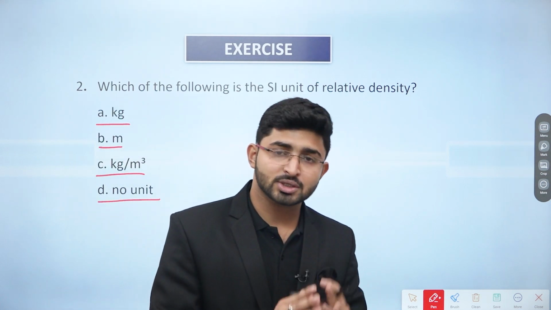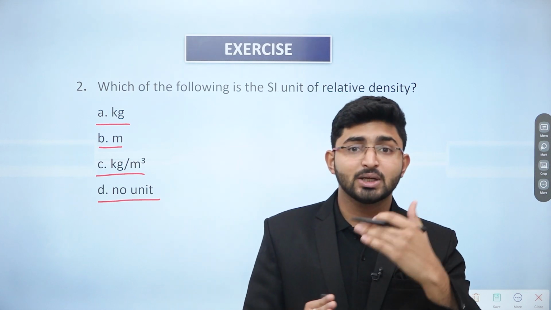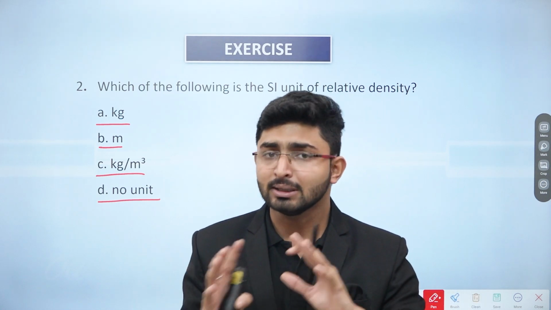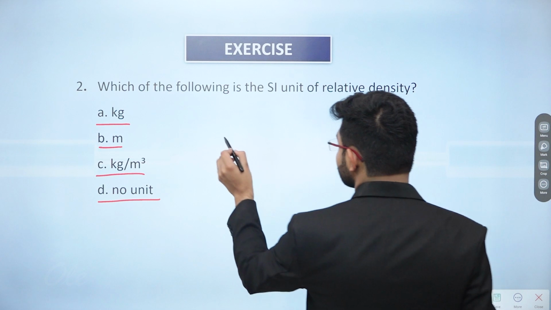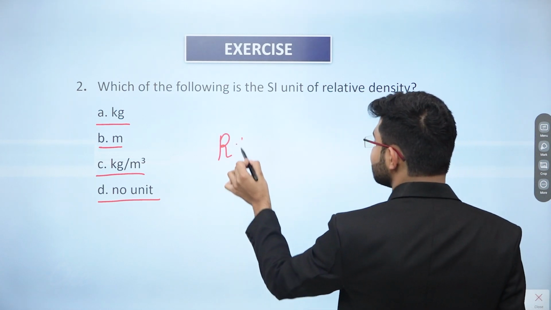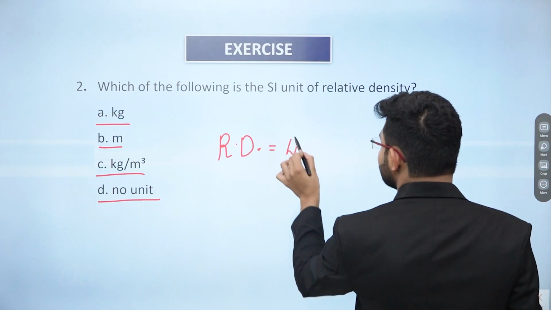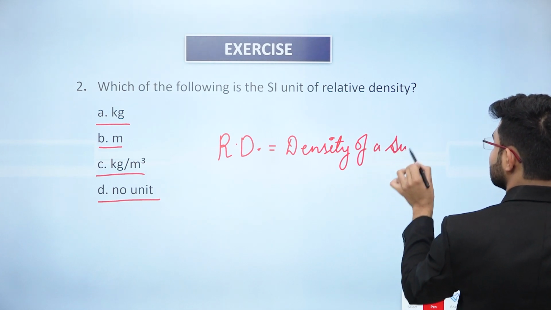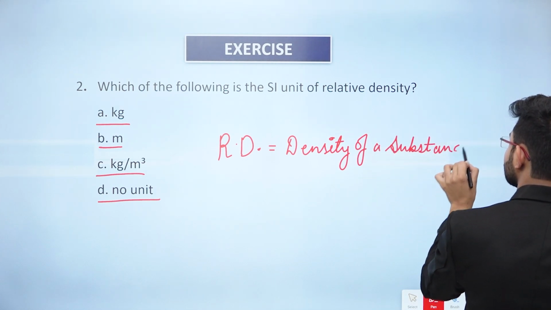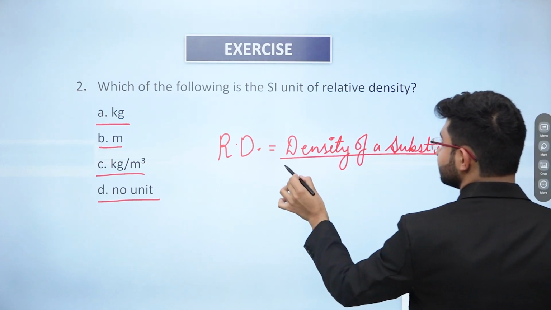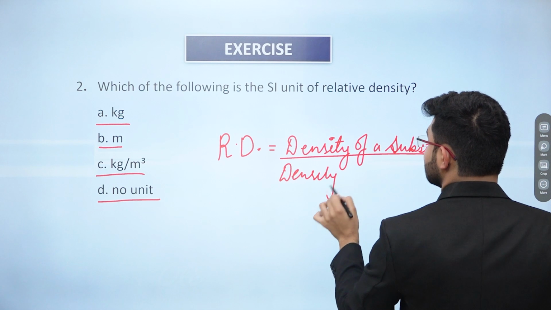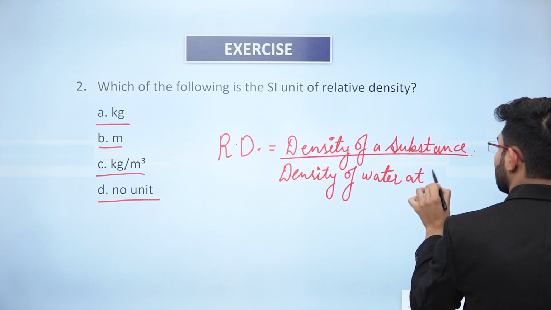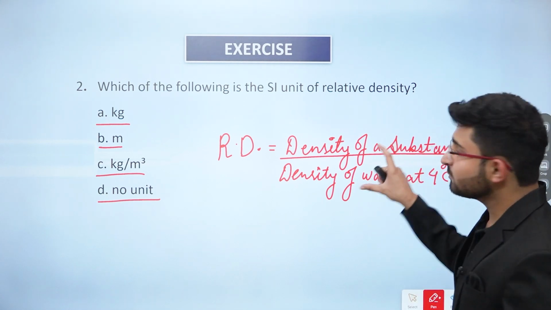So I was saying that we are going to talk first about what relative density is. In terms of the definition, we have studied that the ratio between the density of a substance and the density of water at 4 degrees Celsius is the relative density of that substance, right? So in short, we can write relative density as RD, which equals the density of a substance upon the density of water at 4 degrees Celsius, right? So this becomes the formula.